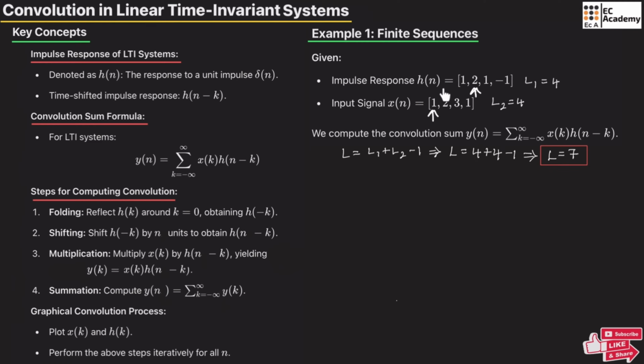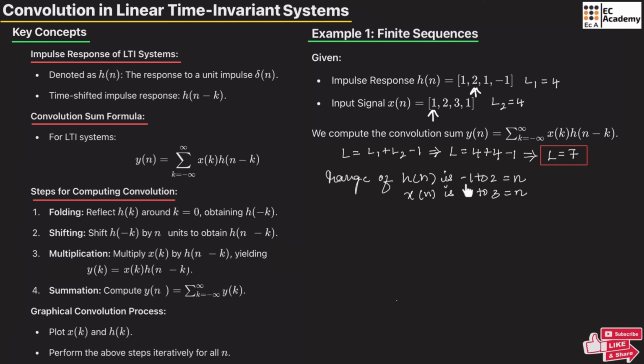So for h of n, the n value is starting from -1 to 2, and for x of n, the n value is starting from 0 to 3. So we can say the range of h of n is -1 to 2, so n is having this value, and in the sequence x of n, the range is from 0 to 3. So n can have this value.